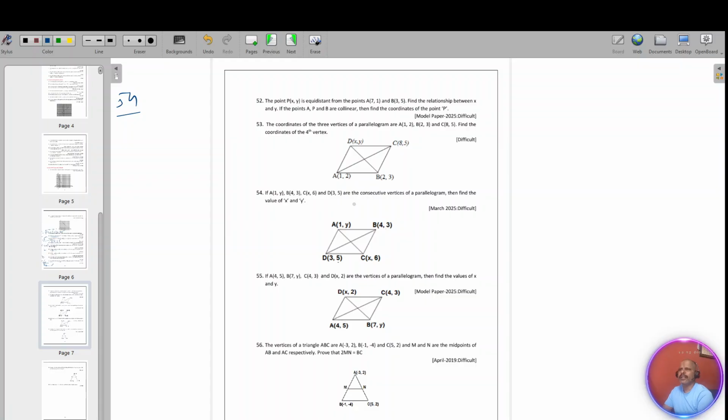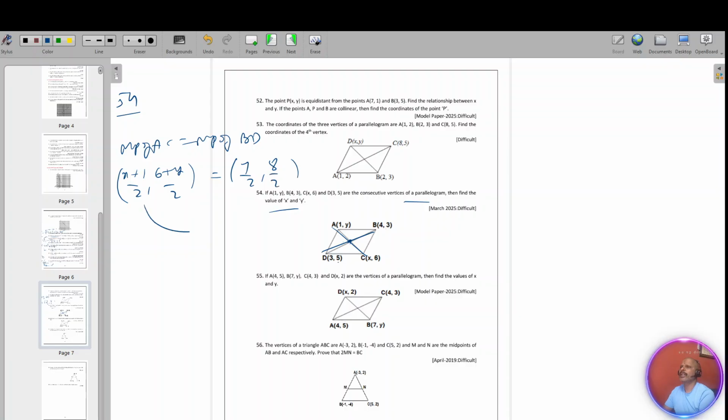54th. Same way. They are the vertices of the parallelogram. Find the x, y. Same formula you apply, midpoint formula. Midpoint of AC equal to midpoint of BD, you get the x, y value. Okay. I'll just give you a hint here. AC midpoint is, sorry, x plus 1 by 2, 6 plus y by 2. By midpoint formula, you have to write the midpoint formula once at least. Then 4 plus 3 is 7 by 2, 3 plus 5 is 8 by 2. You equate them, you will get.